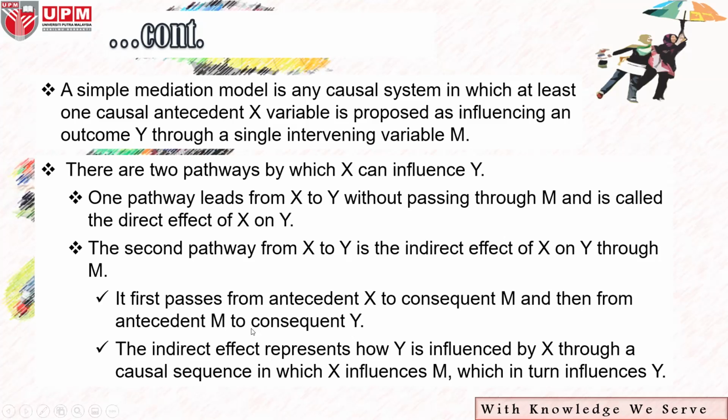So ini dia punya explanation dia. It first passes from antecedent X to consequent M, and then from antecedent M to consequent Y. So the indirect effect represents how Y is influenced by X through a causal sequence in which X influences M, which in turn influences Y.